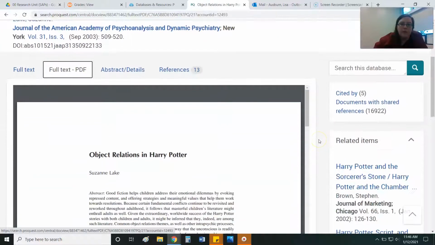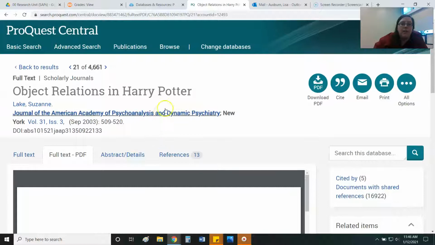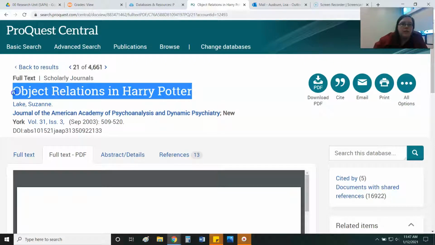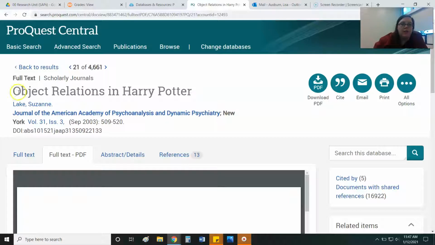If you have your PDF copy of the article, you'll usually find that the title is in bold or larger letters somewhere at the top of the first page or the second page. And then also here in ProQuest, this text right here, the largest text on the page, is the title of the scholarly article that you are reading.